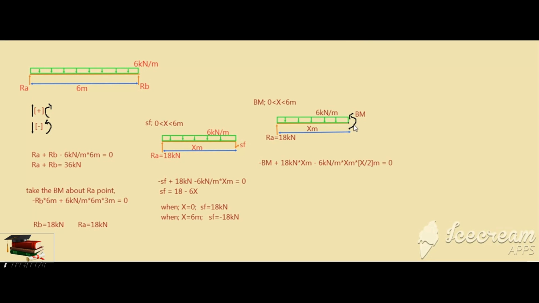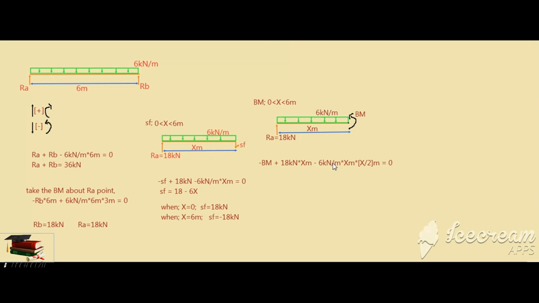I have marked the bending moment anti-clockwise, so this is minus. This 18 kilonewton into x means clockwise moment, therefore this is positive. Due to the UDL, there is a load acting on the midpoint of the beam section. So this is downwards, therefore this is anti-clockwise direction. Therefore this is minus.